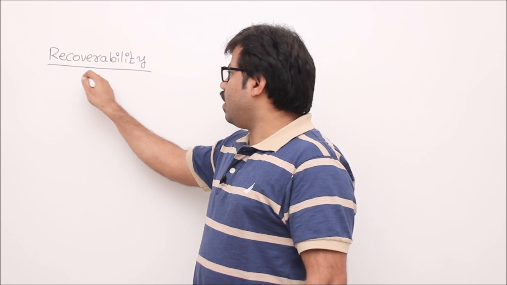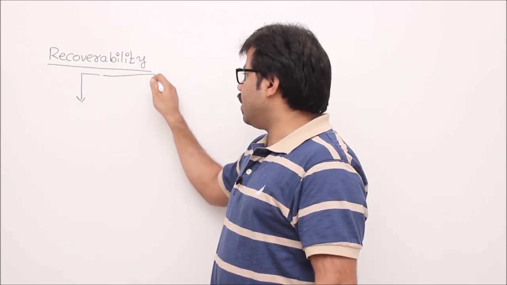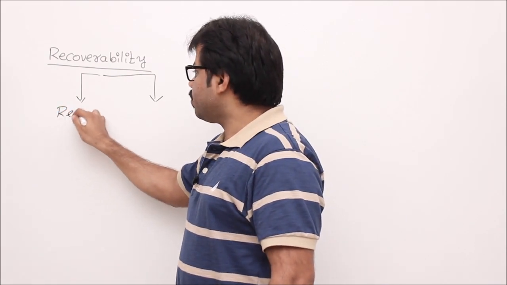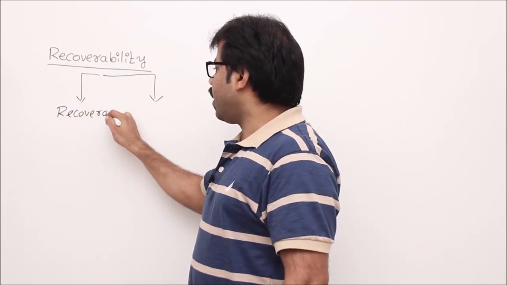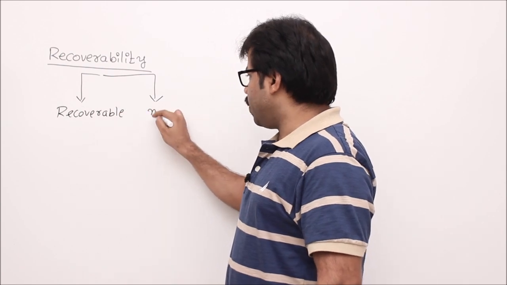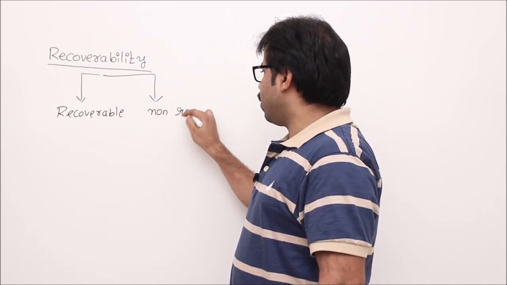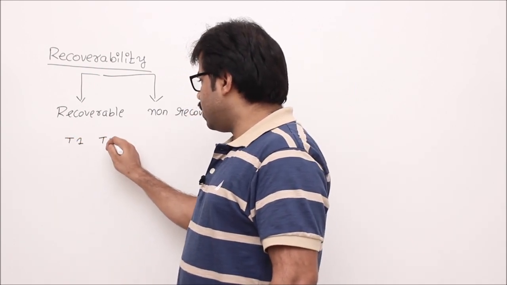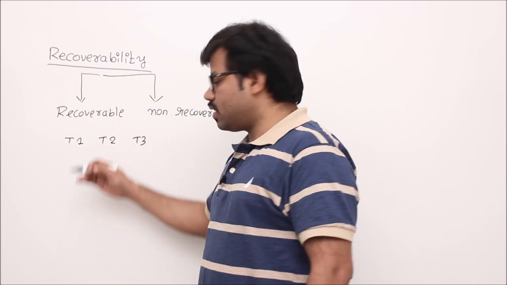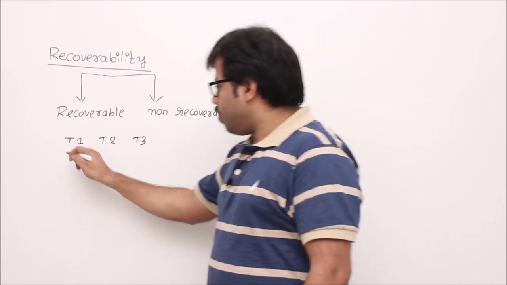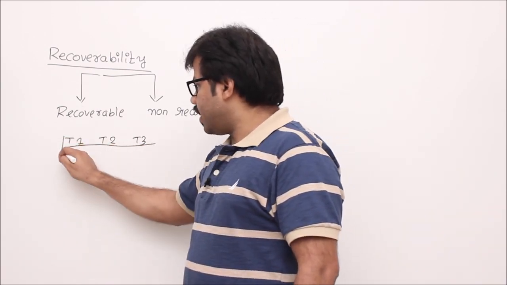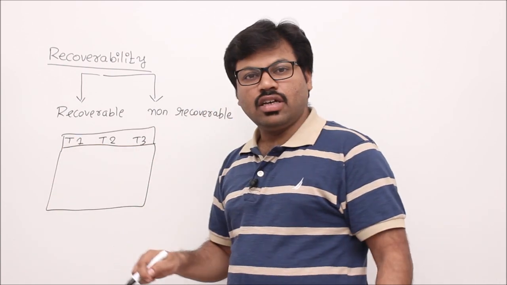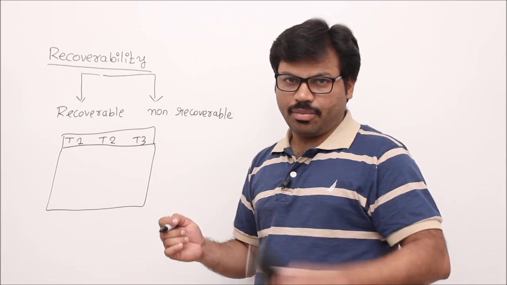So the recoverability concept defines two different things. One is a recoverable schedule, the second is a non-recoverable schedule. I will tell you what a schedule is. First of all, a schedule is nothing but a set of transactions ordered based on a timeline. Whenever I say I have a schedule, I have transactions and their instructions, but they are ordered based on their timings.